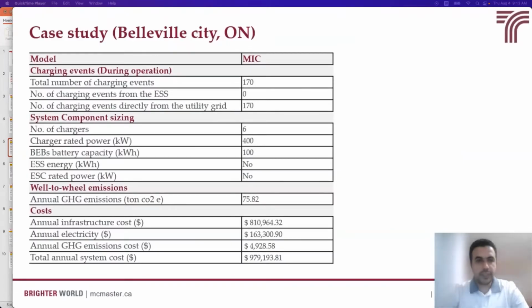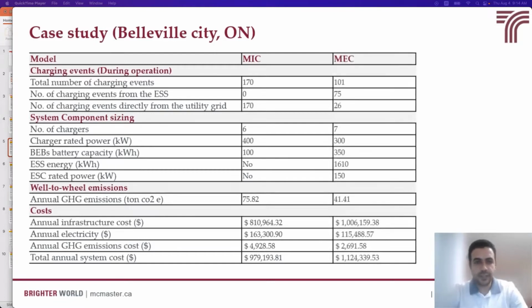The three proposed models are applied in a real-world transit network in Basel City, Ontario, Canada. For the first model, which is minimizing the infrastructure cost, we have 170 charging events during operation. All these events are directly from the utility grid because of the high cost of the energy storage system. The system components are 6 chargers with rated power 400 kilowatt, and the battery electric bus battery capacity is 100 kilowatt hour, and the annual greenhouse gas emissions is around 75 ton CO2 equivalent.